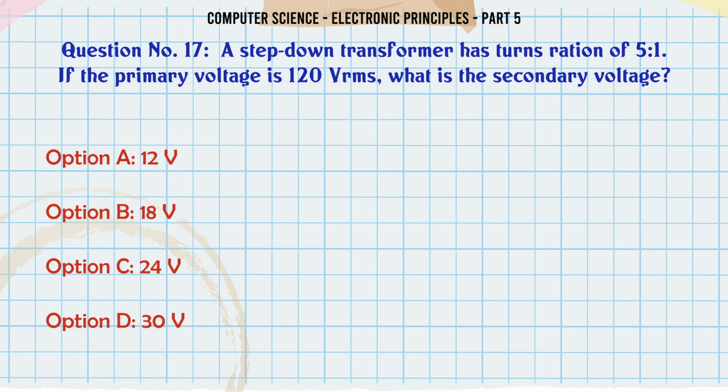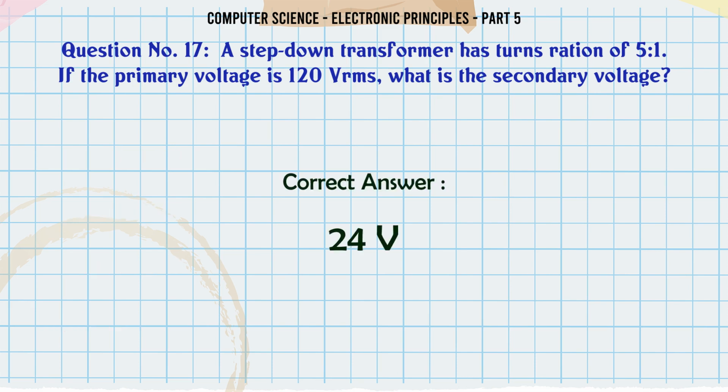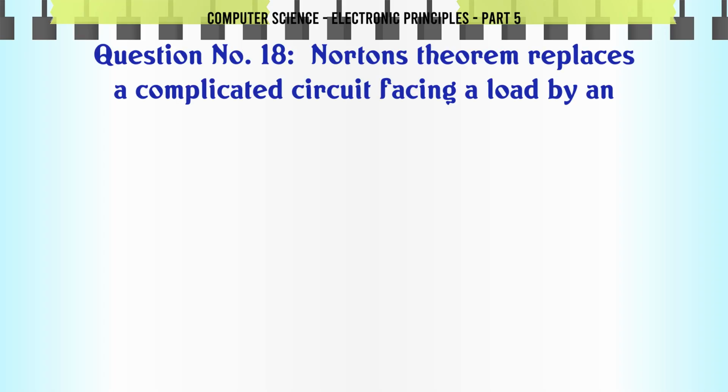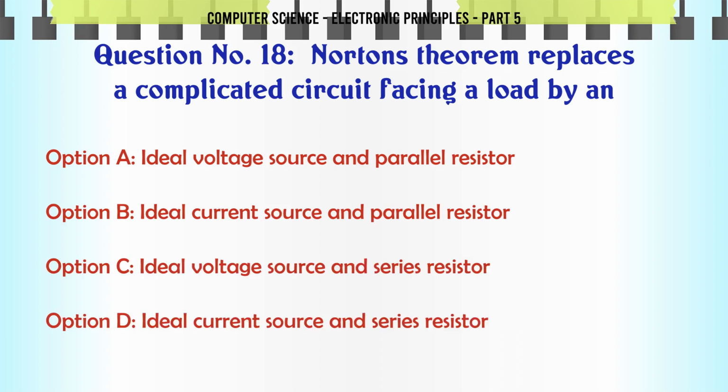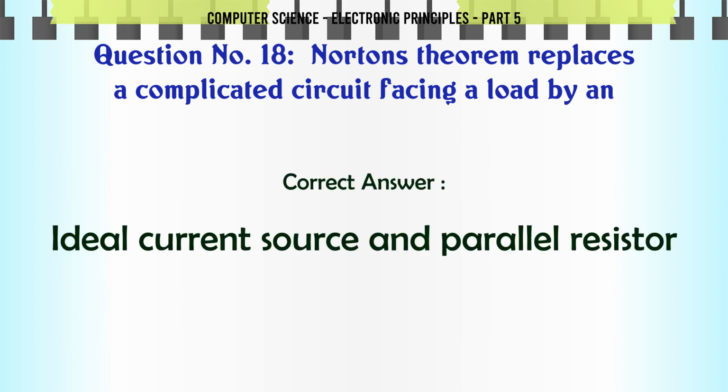D. 30 V. The correct answer is 24 V. Norton's theorem replaces a complicated circuit facing a load by an A. Ideal voltage source and parallel resistor. B. Ideal current source and parallel resistor. C. Ideal voltage source and series resistor. D. Ideal current source and series resistor. The correct answer is ideal current source and parallel resistor.